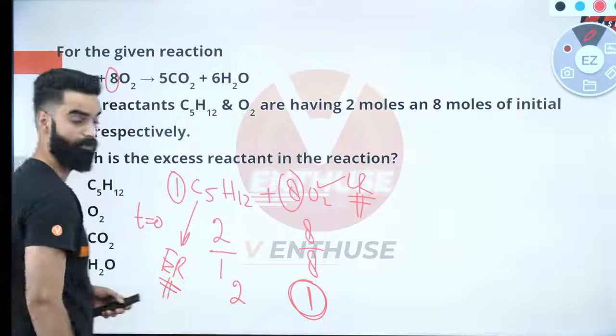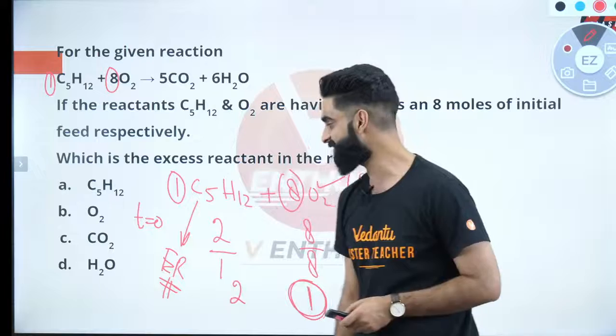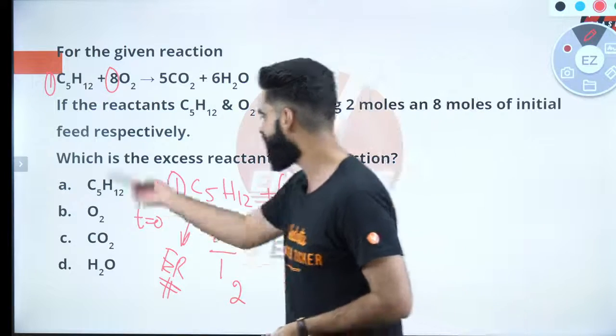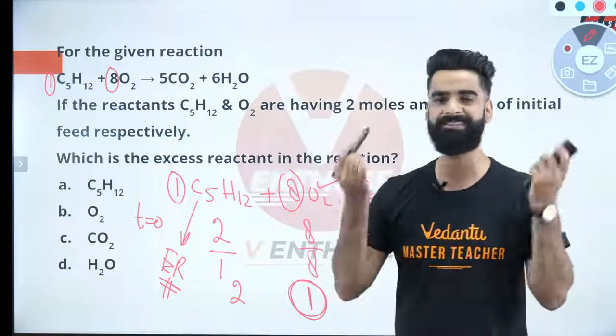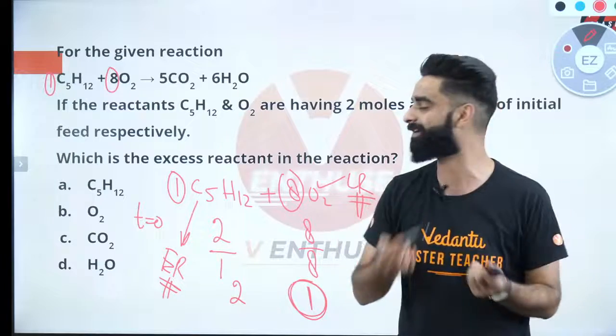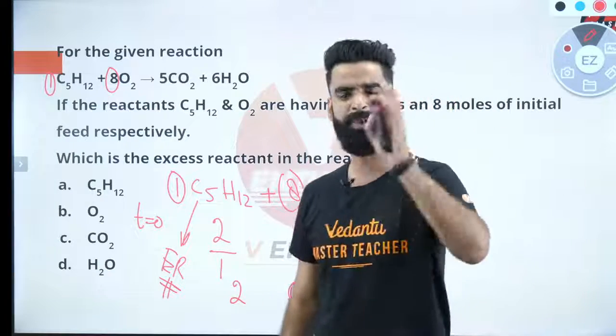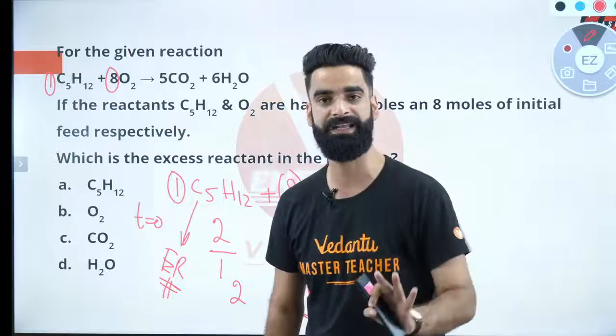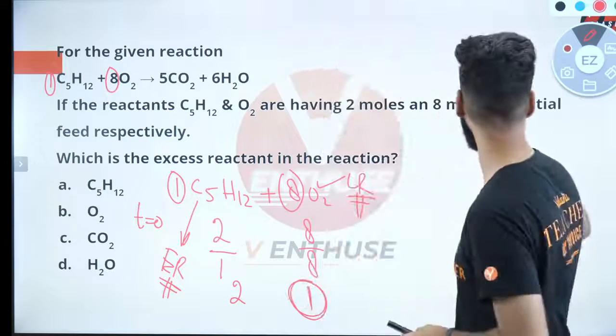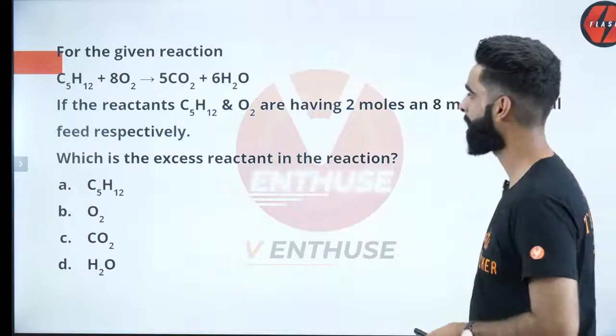And in the question, what was asked? Which one is the excess reagent? C5H12 is the excess reagent, as simple as that, right? Basic question based on the same concepts which we have discussed till now. I'm sure you can easily solve these kinds of questions from now onwards.